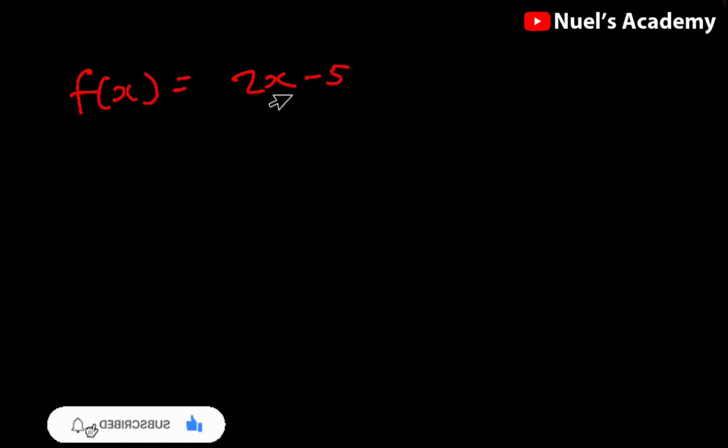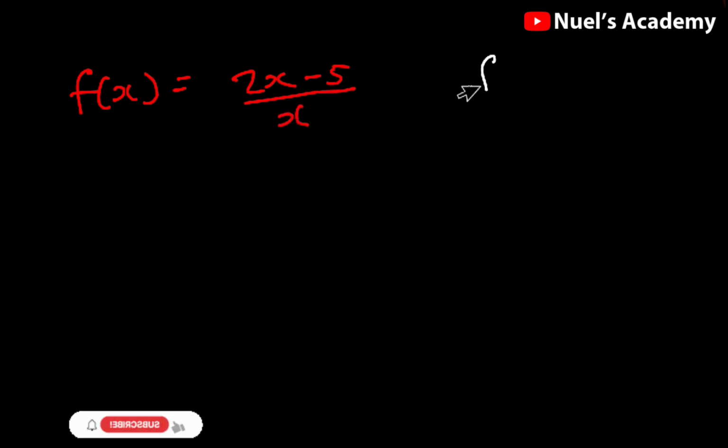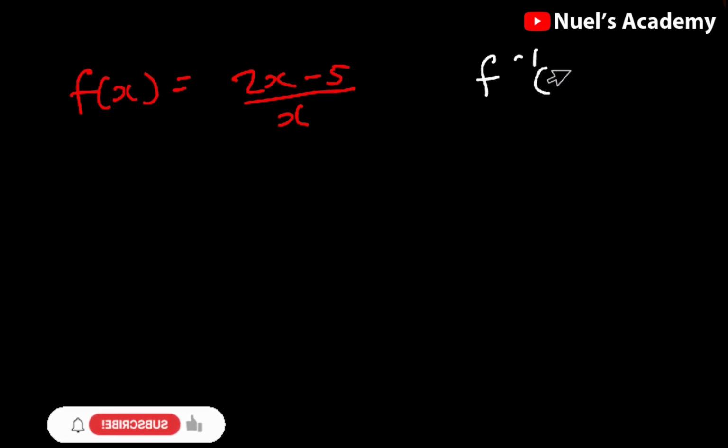Let's have one more example. We're given f of x is equal to 2x minus 5 over x. We have to find the inverse of this function and also evaluate the inverse of this function when x is equal to 3. So first of all, let's replace f of x with y and then solve for x.